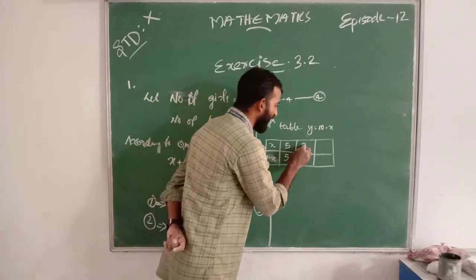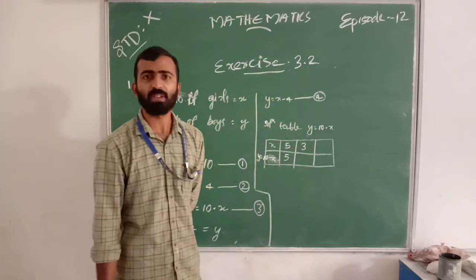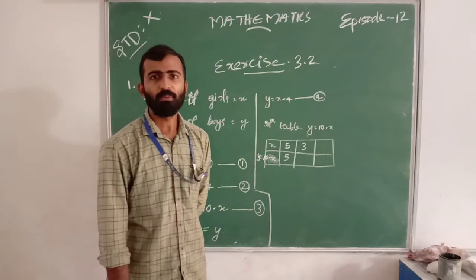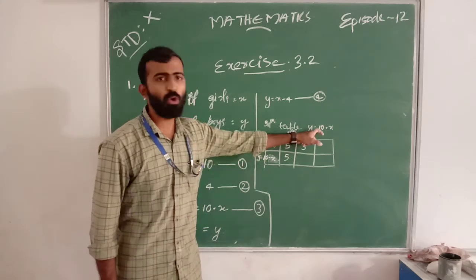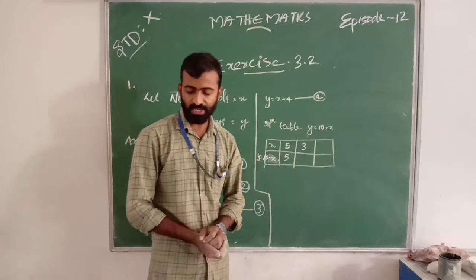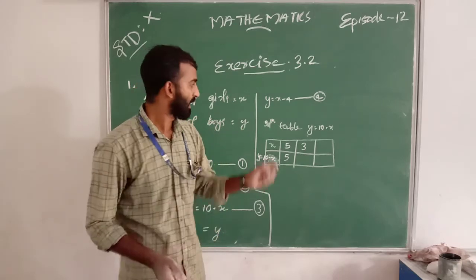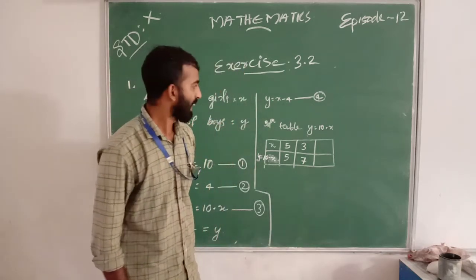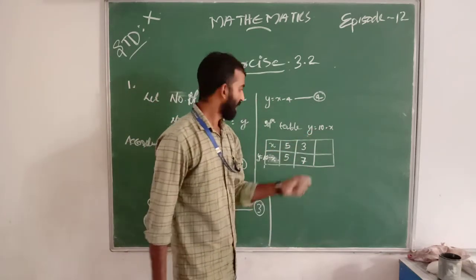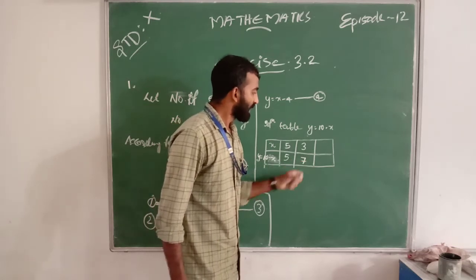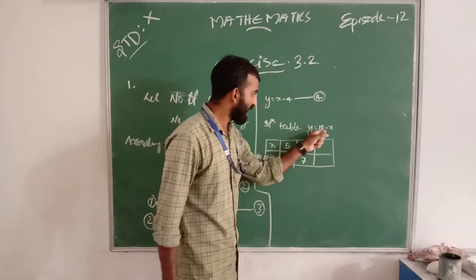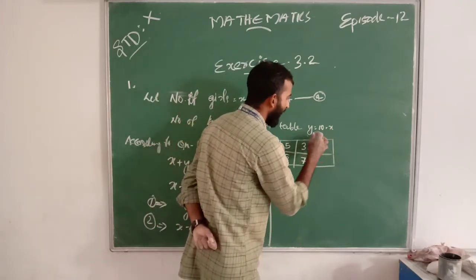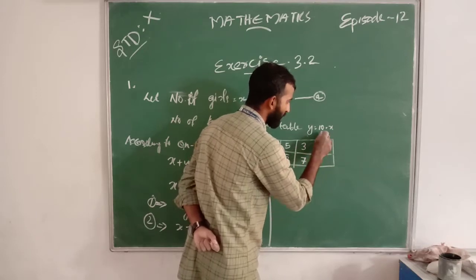Next, I give x as 3. Then what do you get? Anyone can say? When we give the value of x as 3, what do we get? We get 7, is it? That is 10 minus 3, we get 7. Next one, I take 4.